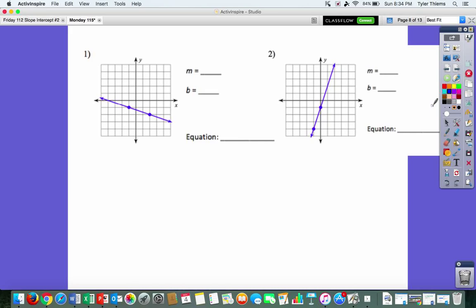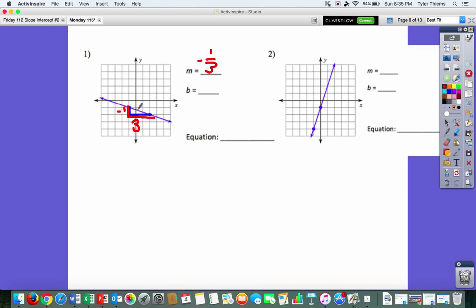Flipping over to the back side of your equation, you'll see we have graphs now. We need to find the slope of this graph. So for the slope of this graph, we have to do the rise over the run. I'm going to do that in yellow here. The rise would be negative 1. The run is 1, 2, 3. So that's a slope of negative 1/3.